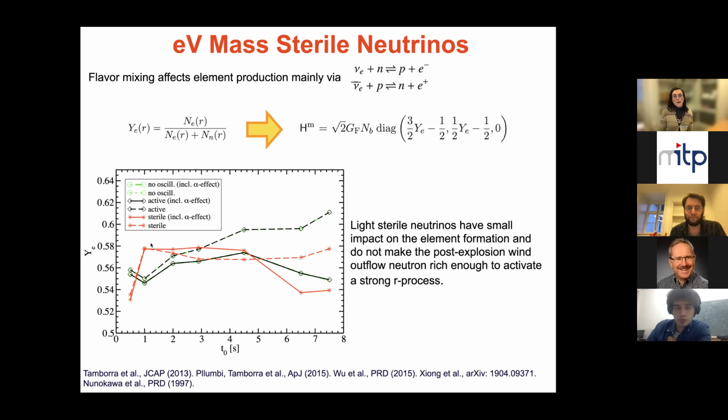So in this plot here, you see an example of what we would get by considering only active flavors that are oscillating or not with these black lines, and the red lines are telling us instead how the YE would be if we actually take into account the flavor conversions. So we did this for the case of an electron capture supernova.